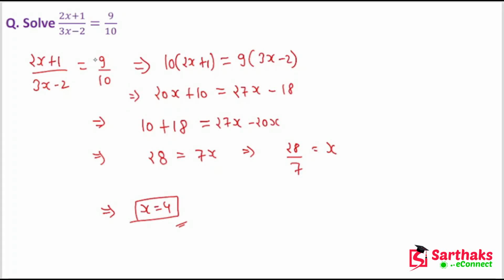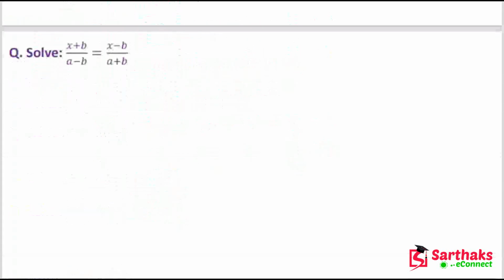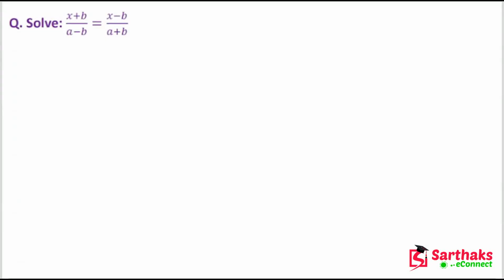So it was a very easy question. Let us take another question. Now it does not have any real values. We do not know the values of a and b, so we have to solve the equation in terms of a and b. These are variable based questions in which the constants are also given in the form of a and b.